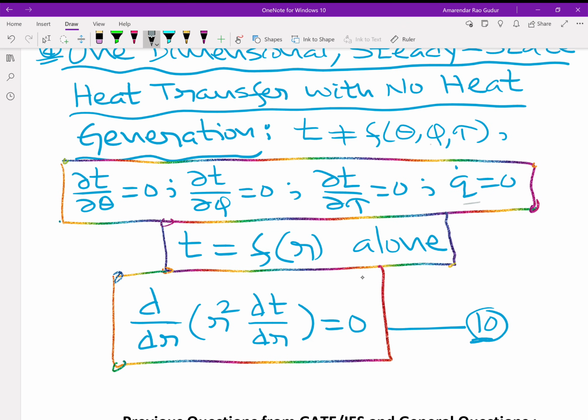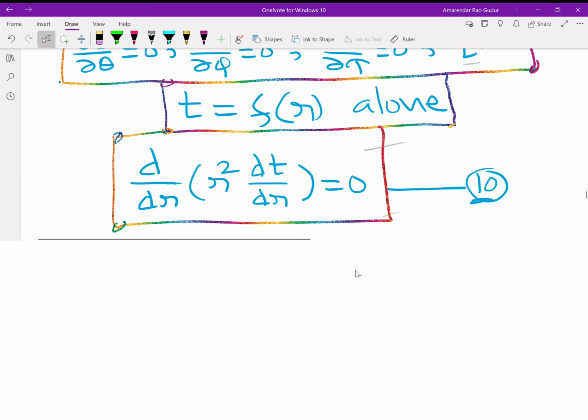Whenever temperature is a function of R alone, there is no need for partial derivatives. We can have the first term equal to 0. So 1 by R square will get lost. Therefore, you are going to have d by dr of R square dT by dr is equal to 0. This is the governing differential equation for the temperature distribution in a sphere under 1D steady state conditions. And this equation can be integrated 2 times to get the expression for temperature distribution, and you can use Fourier law to get the expression for heat transfer rate.